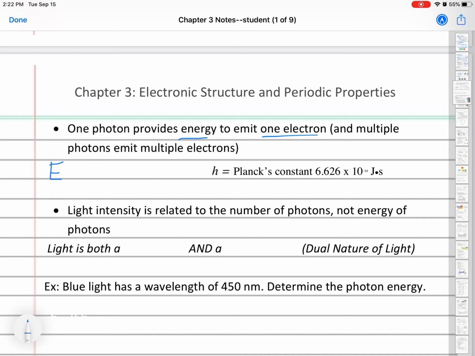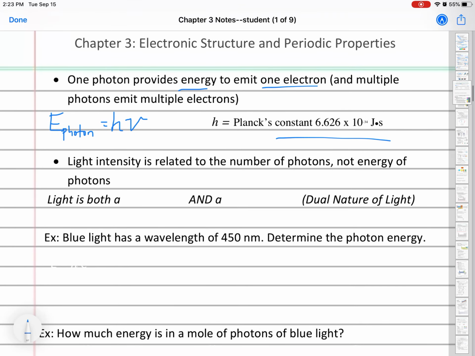And he had a formula for this energy of the photon. It was Planck's constant that Max Planck came up with, which is this right here, times the frequency of the light. So if the frequency is high enough, then the energy of the photon is high enough to eject an electron.